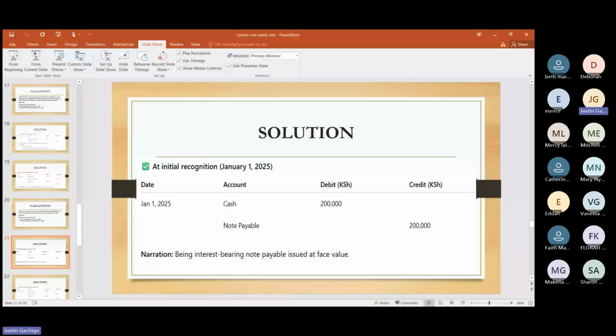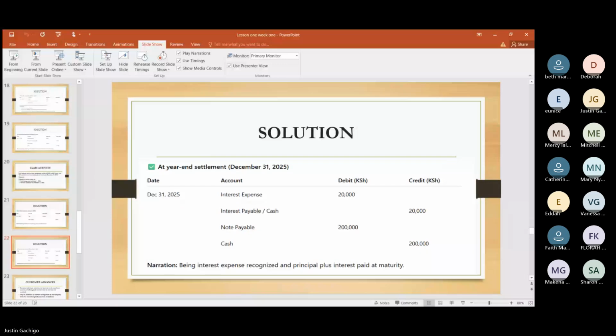Then on payment, there will be the interest. So get the interest expense, which is 20,000, credit the interest payable, 20,000, debit the note payable because you have extinguished, you have paid, then you credit the cash that has moved out.